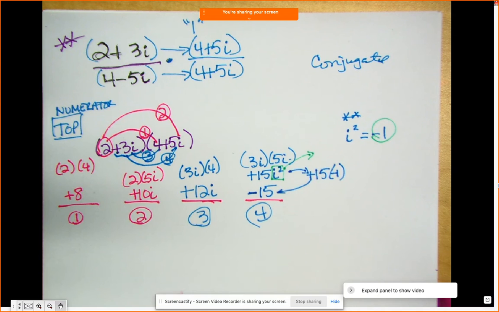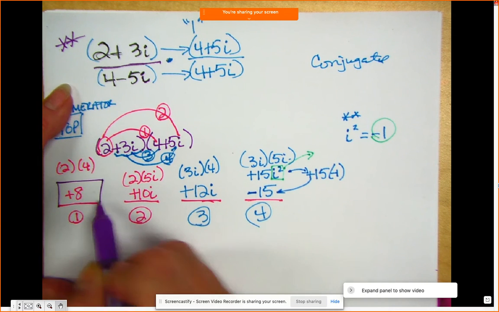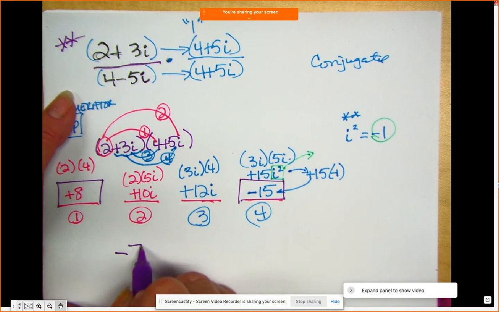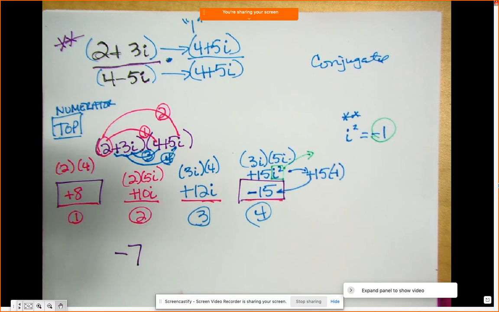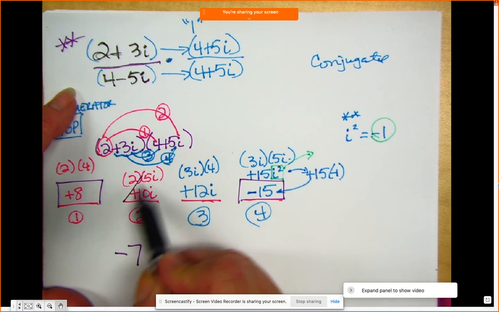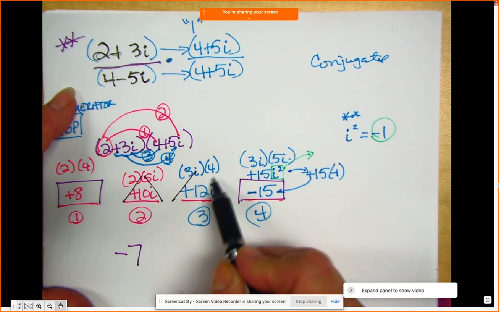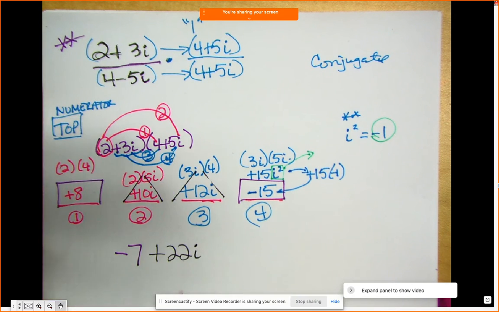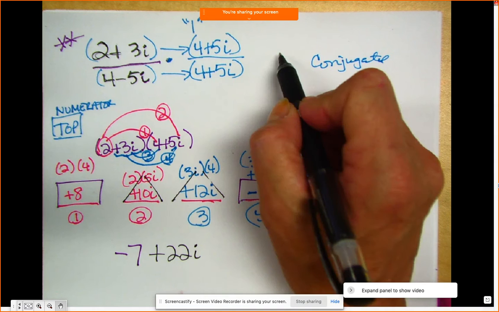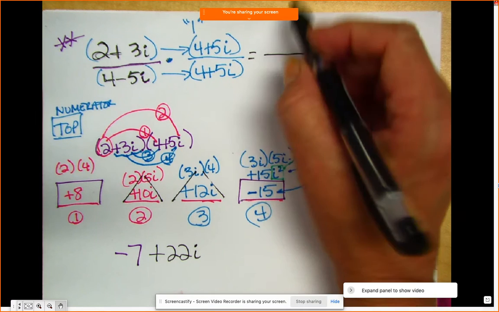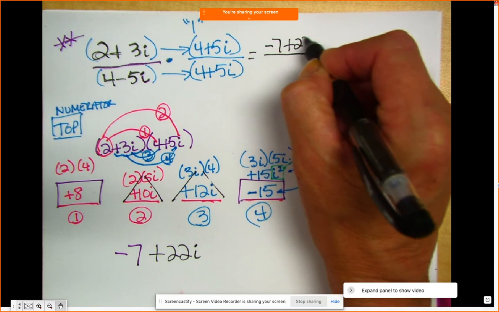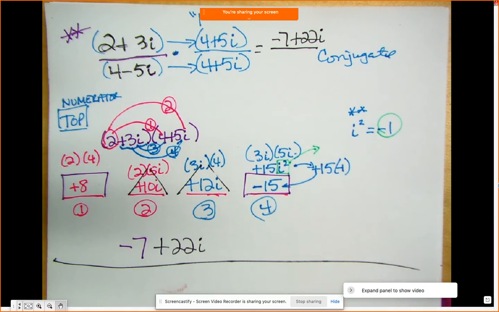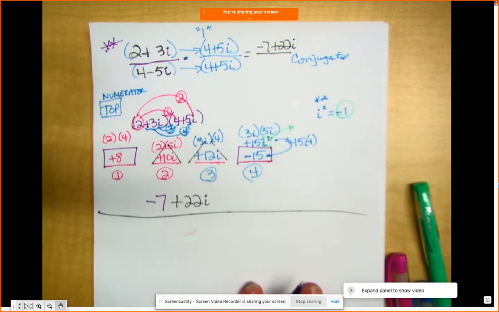Now you combine like terms. 8 and -15, different signs, subtract. Keep the sign of the bigger number, then you'll be exact. Then I have these i's. Positive 10, positive 12 would be positive 22i. Now that's just the top. So I'm going to write up here, -7 plus 22i. Now I've got to figure out the bottom. It's a lot of work, but it's not hard work. You're multiplying.